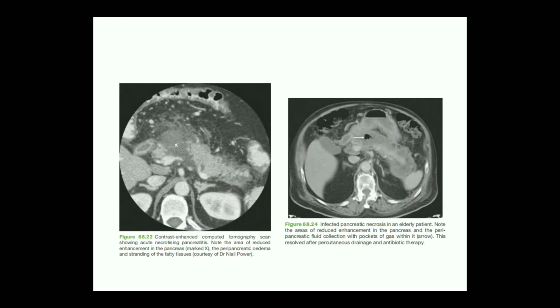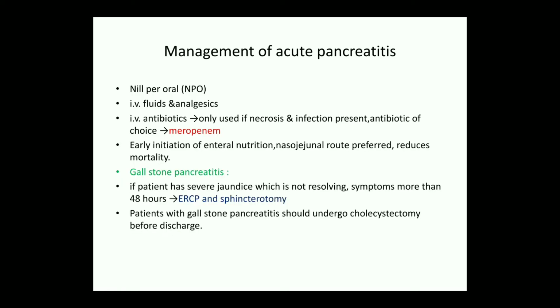So we'll come into the management of this condition. Now, the management of acute pancreatitis. First of all, the patient is made nil per oral, IV fluids are given, and analgesics are also given to the patient. We avoid opioids like morphine, and IV antibiotics are not given in mild or moderate cases. We only use IV antibiotics if there is necrosis and if the infection is documented. In severe cases, the antibiotic of choice will be meropenem.